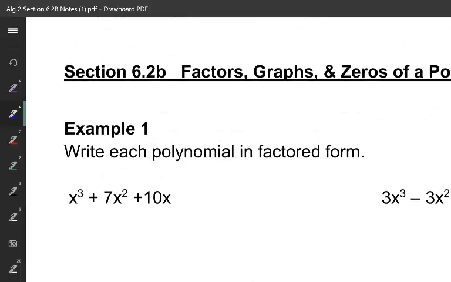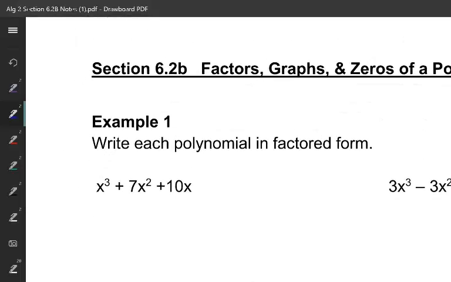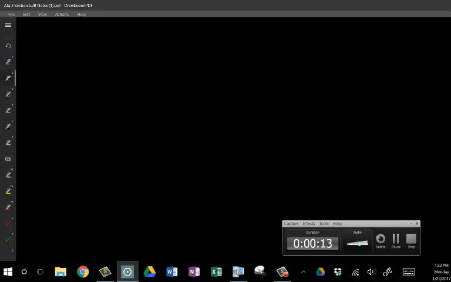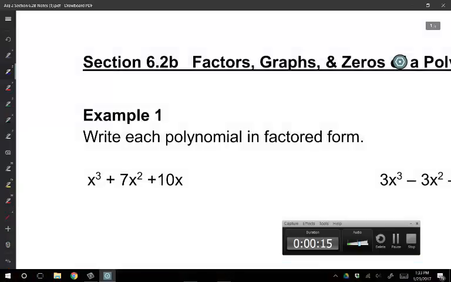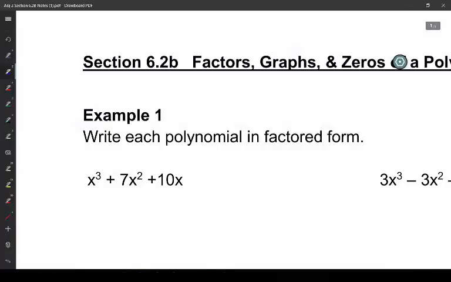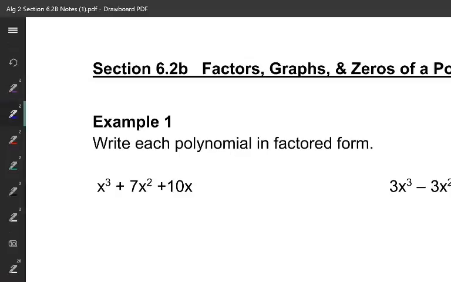All right, so 6.2. Friday we multiplied. Today we're going to factor, we're going to graph, and we're going to find the zeros of a function. So as you're looking at your notes, we'll get this up on the screen in a second. The first one has x cubed plus 7x squared plus 10x.